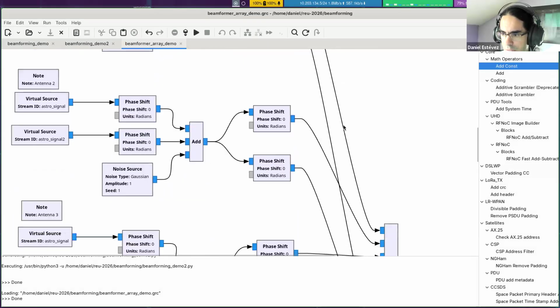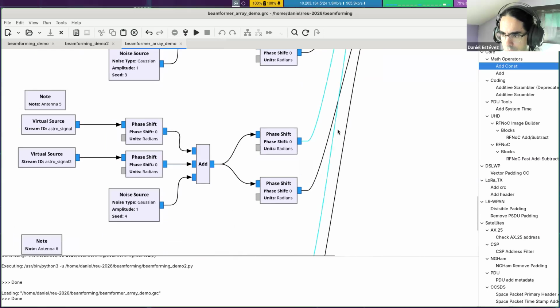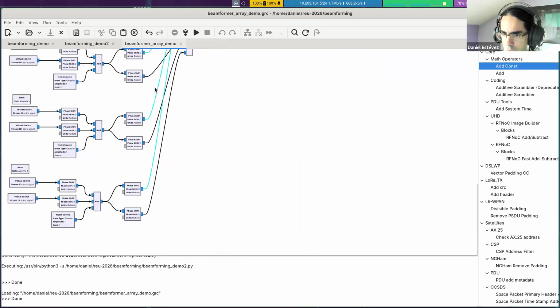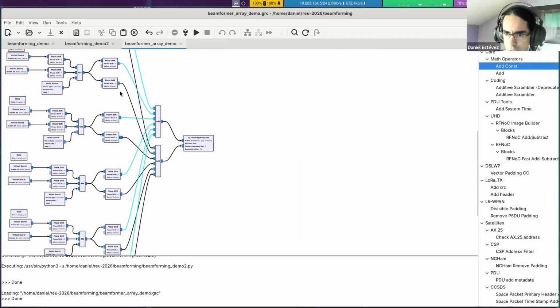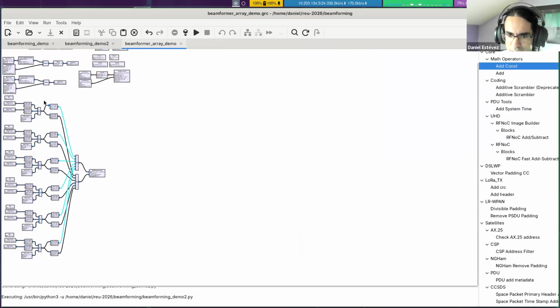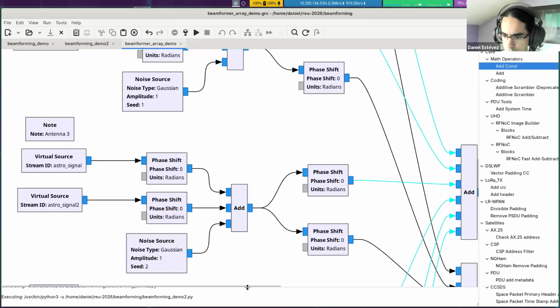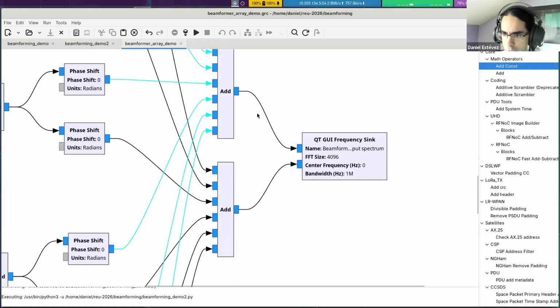Once we apply all these phase shifts for each of the beamformers, we add all the 6 signals. So for example, this is the first beamformer. We are adding the signals. Maybe zoom out so that you get the idea of the whole picture, even if it's very difficult to see. You can see these 6 tiny receivers, and all of them are added into this large add block, which is in here. And then finally, we show the 2 results of the beamformers on a frequency sink. So we are showing the spectrum.